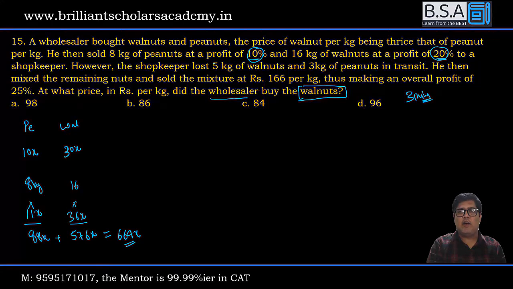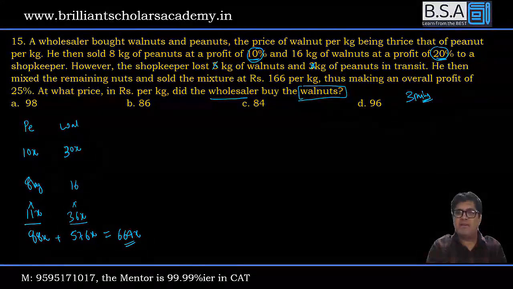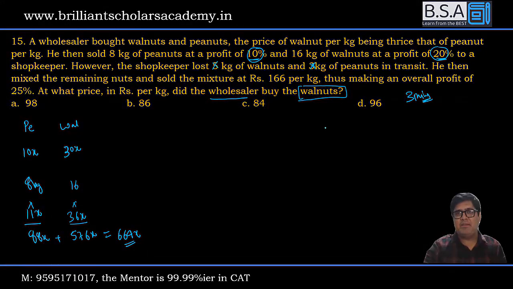How many kilograms are lost? 5 kilograms are lost for walnuts, 3 kilograms are lost for peanuts. We don't care because he is mixing everything before selling. So 5 kilograms of this are gone, 3 kilograms of this are gone. 16 minus 5 is 11, 8 minus 3 is 5. So 16 kilograms he ends up selling at 166 rupees each kg. The money collected gives me what profit? 25% profit. This money collected is 25% more than the cost that the retailer had paid.